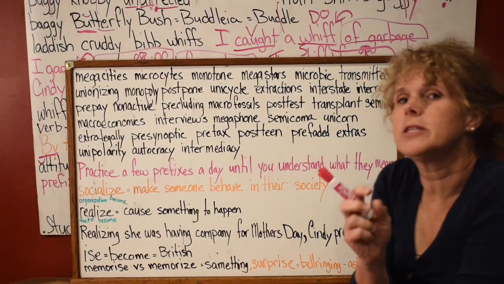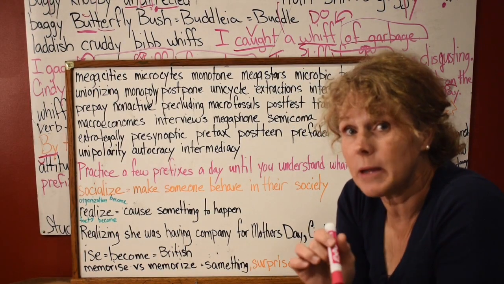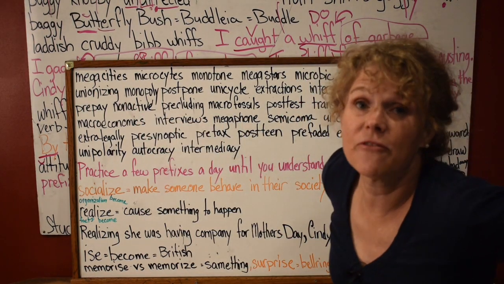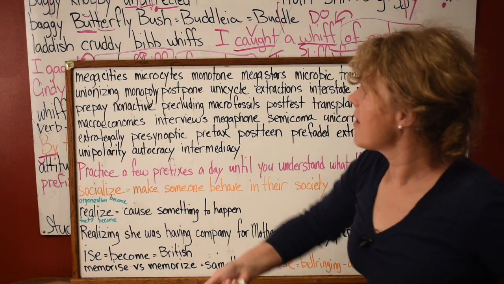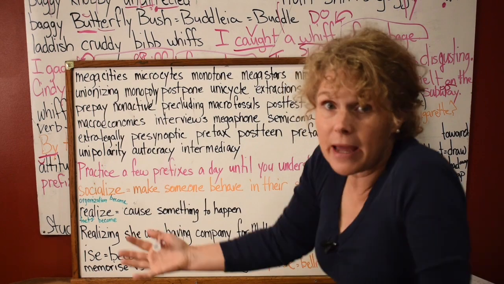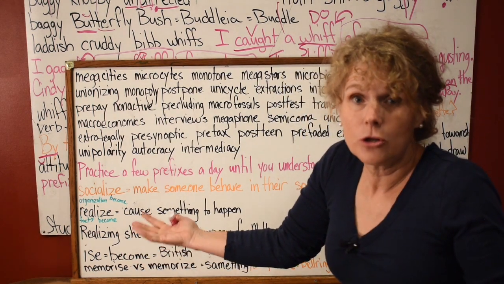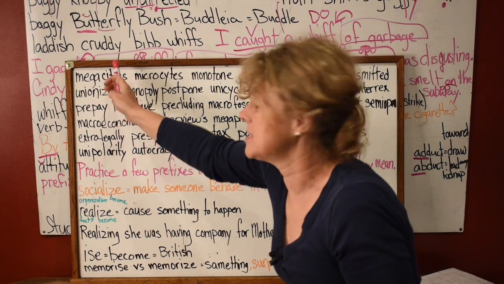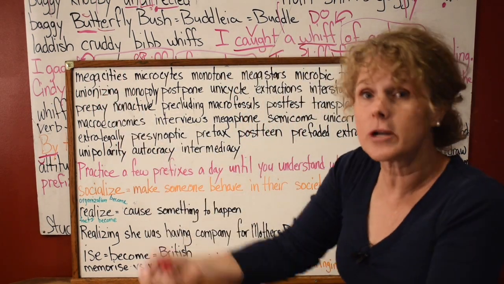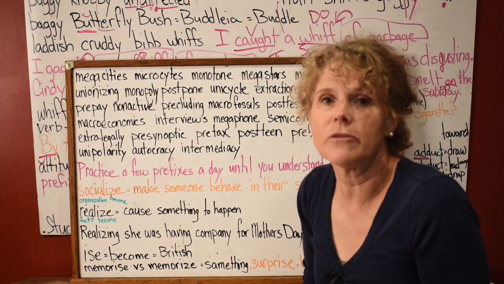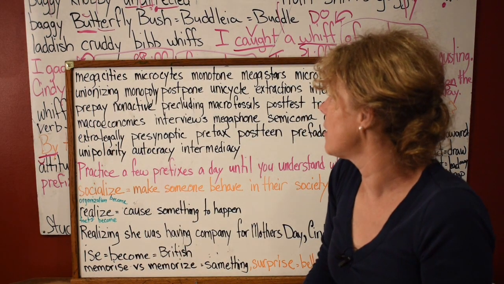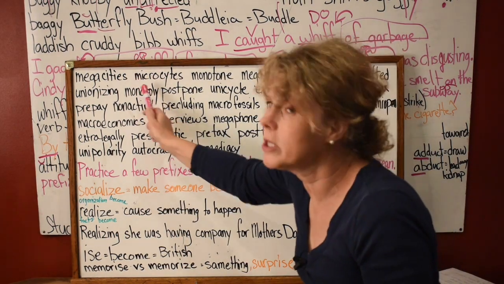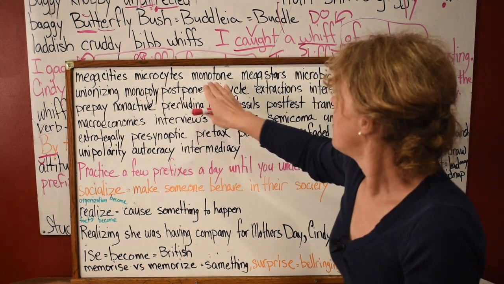We're using the prefixes that we talked about in this lesson, and we're just going to go over some words that have the prefix in them. So we have mega cities. Mega means huge, large, big. So that means like a city in New York. New York is a mega city, but where I live, it is a micro city. Microsites. Micro means really small.